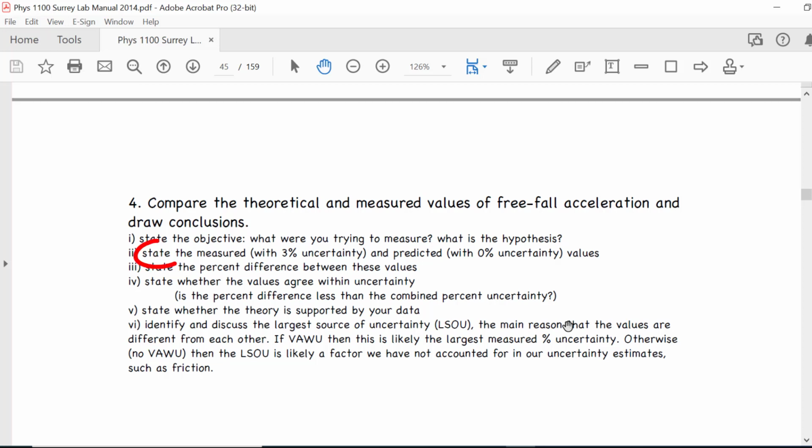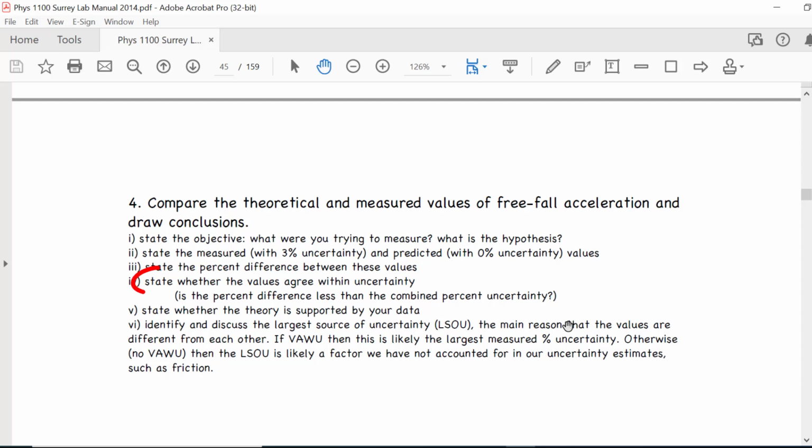The second item says state your values, so both the measured value and the predicted value, and you need to put units and uncertainties on them. So in this case, you'd just write down your two values in a full sentence. The next item is that you would state your percent difference between the two values, so between your measured and your theoretical values. By the time you get to here, you've already calculated this value, so you would just write it down in a full sentence.